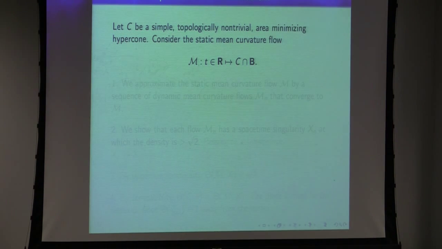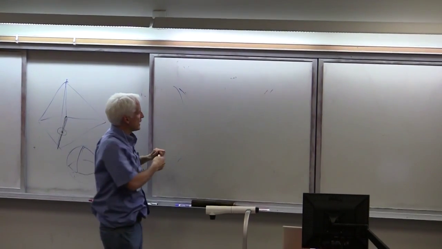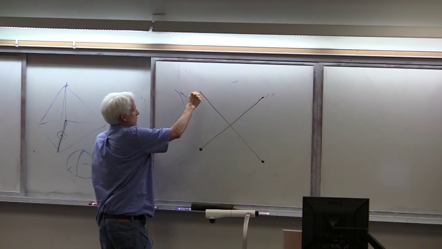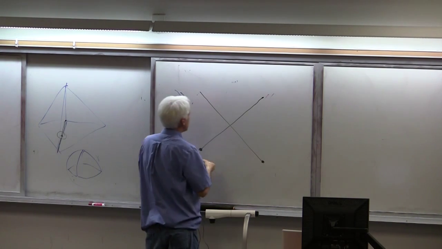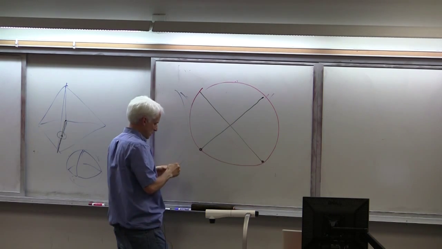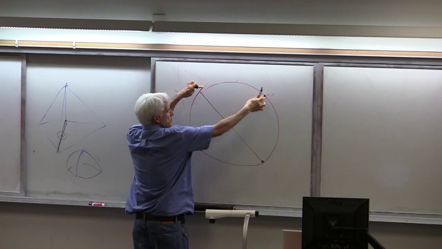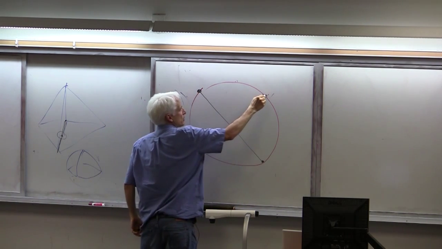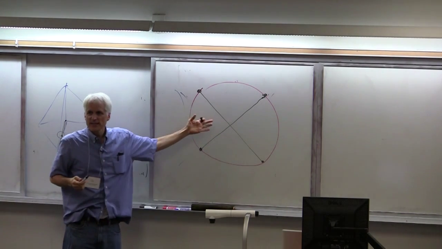Okay, so now let me give you the outline of the proof of the main theorem I stated about square root of 2. So we start with a simple, topologically non-trivial, area-minimizing hypercone. Now I want to intersect it with the unit ball. Of course, the cone goes on forever, it has no boundary. But I only look at the part of the cone in the unit ball. So now I have a minimal variety in the unit ball, and its boundary is a manifold in the sphere. I think of that as a static mean curvature flow.